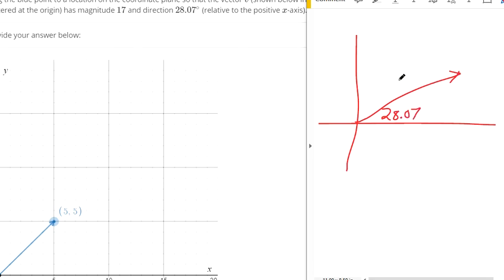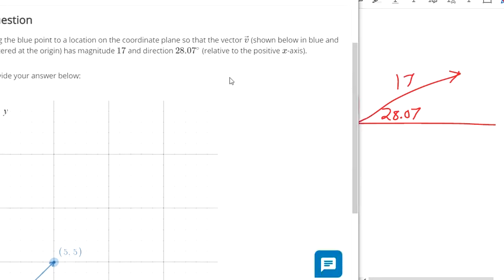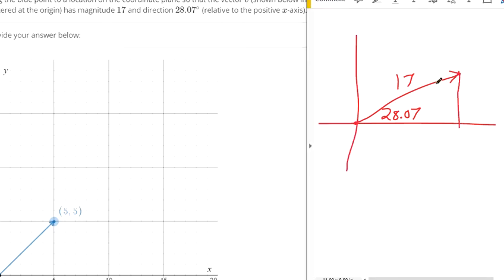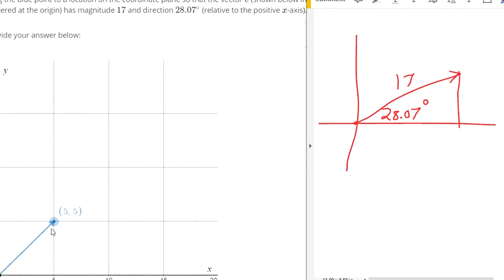Magnitude of 17 means that this line here, from the initial point, let's say at the origin, is supposed to be 17 in length, and then 28.07 is supposed to be our degrees. So let's see, what do we need for this vector? We need both the x and y coordinates here, right? We need to know how high up it is on the y-axis, how far across it is on the x-axis. So let's solve for y first.